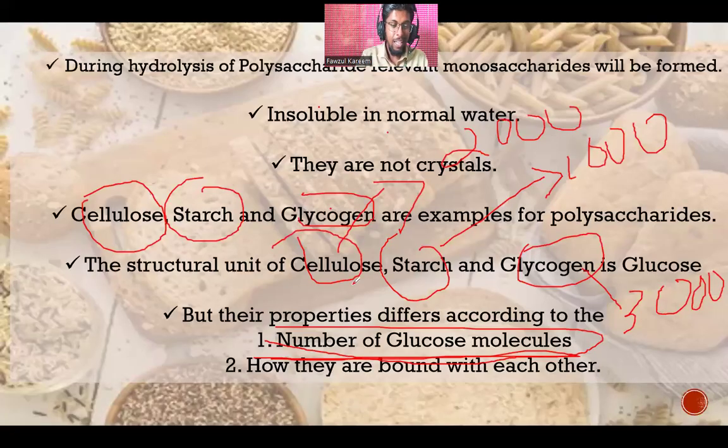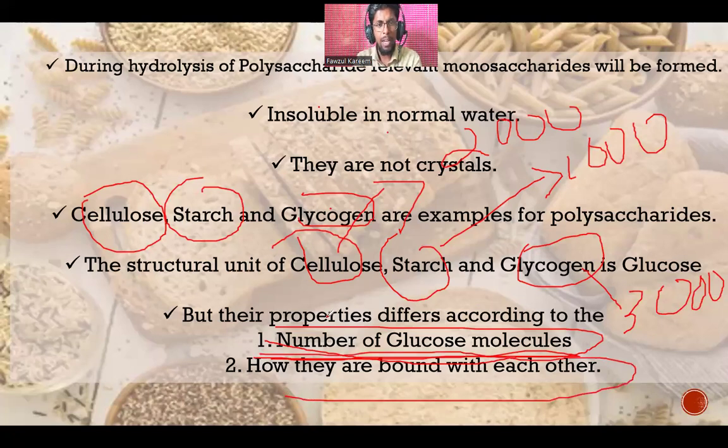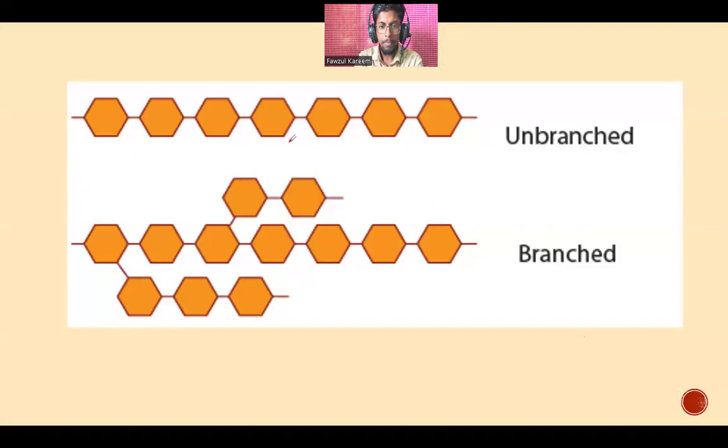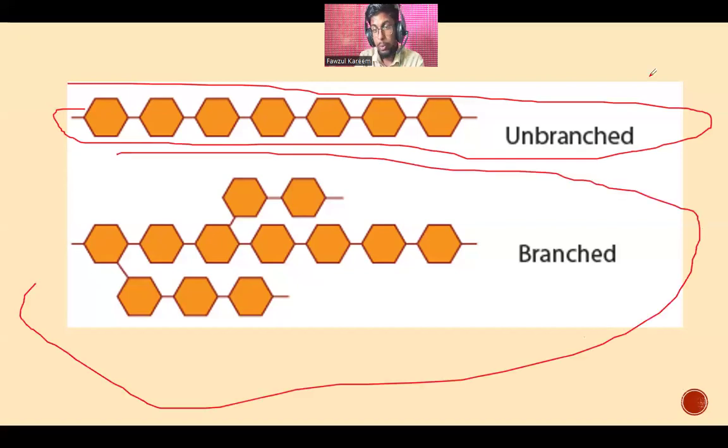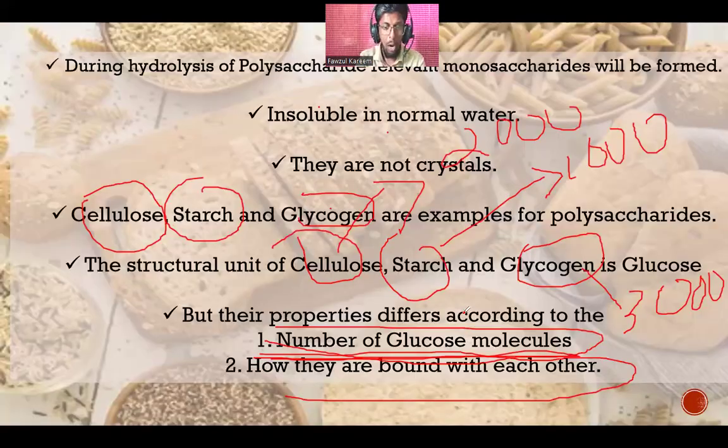Then again, now we divide these polysaccharides into three based on the number of glucose molecules. Then the second one is how they are bound with each other. That means here you can see this is unbranched and this is branched. There is no need to know what is branched and what is unbranched, but this is the thing that I am discussing, how they are bound.